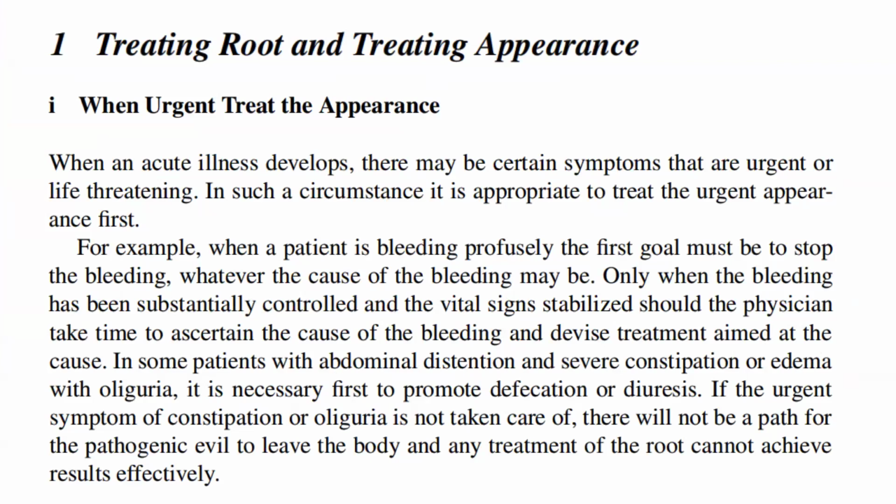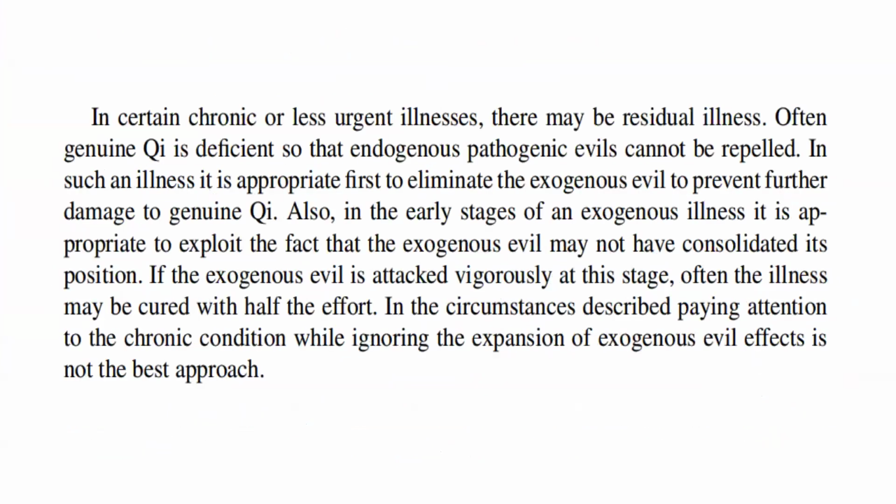In some patients with abdominal distension and severe constipation, or edema with oliguria, it is necessary first to promote defecation or diuresis. If the urgent symptom of constipation or oliguria is not taken care of, there will not be a path for the pathogenic evil to leave the body, and any treatment of the root cannot achieve results effectively. In certain chronic or less urgent illnesses, there may be residual illness. Often, genuine qi is deficient so that endogenous pathogenic evils cannot be repelled. In such an illness, it is appropriate first to eliminate the exogenous evil to prevent further damage to genuine qi.